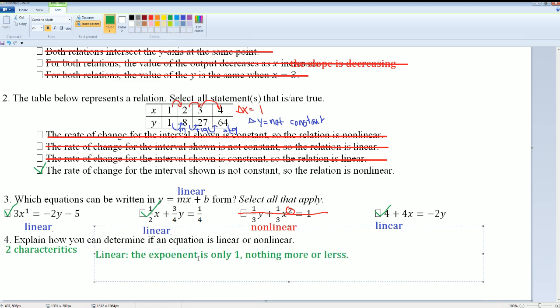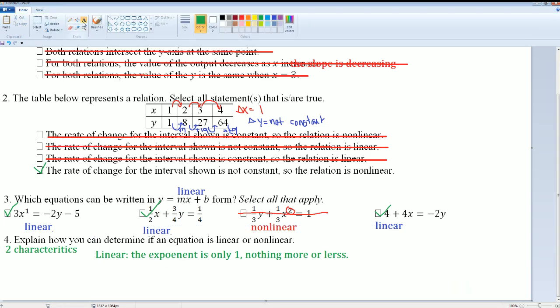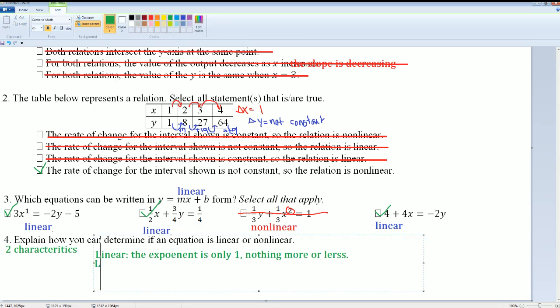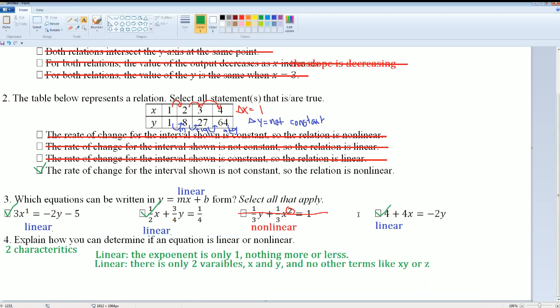The exponent is spelled wrong here, but you know what I'm saying. And the second one, for it to be linear, is that there are only two variables, x and y, and no other terms like xy or z. No more or less. Those are the two characteristics you need to know to see if it's linear. If it breaks this, it becomes nonlinear.